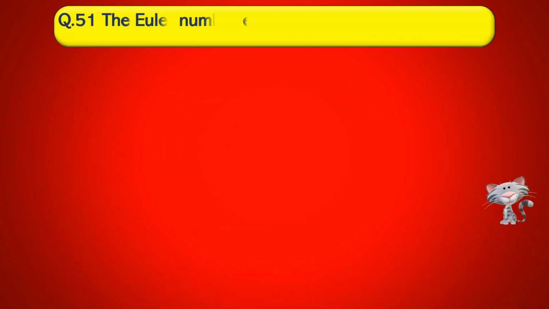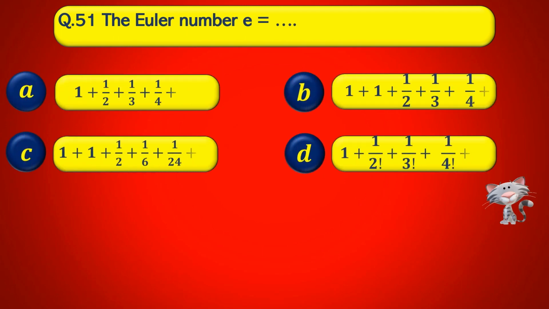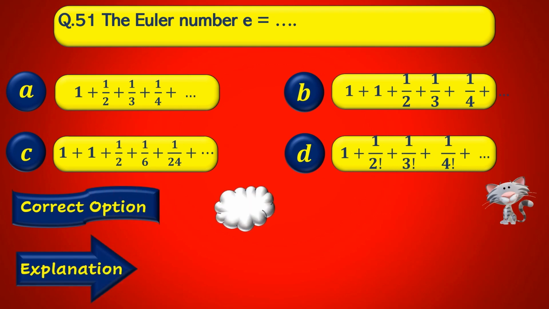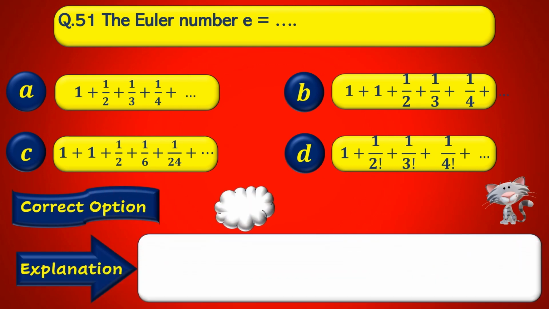Question number 51. The Euler number e is equal to, and the options are, let's see which one of these options is correct. We know that according to the Maclaurin series, e to the x is equal to 1 plus x plus x square over 2 factorial plus x cube over 3 factorial plus x to the 4 over 4 factorial and so on. Put x is equal to 1.